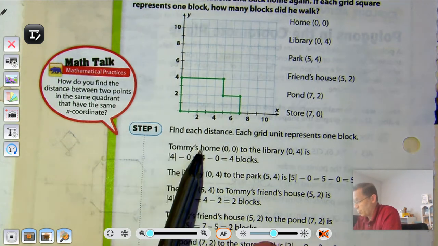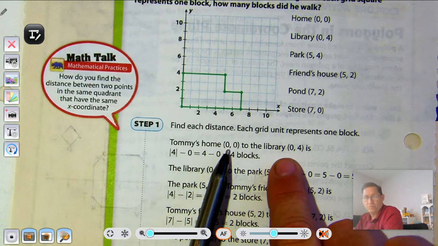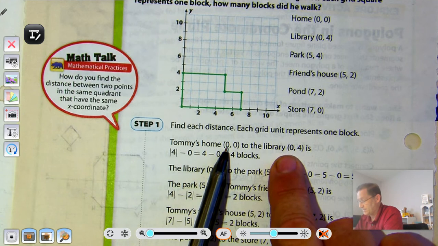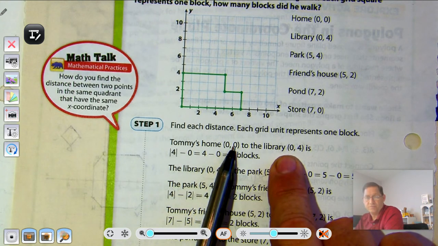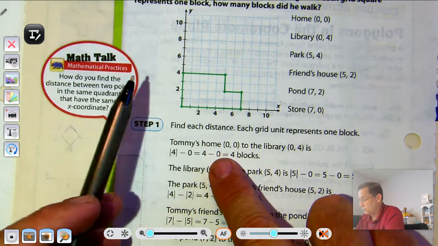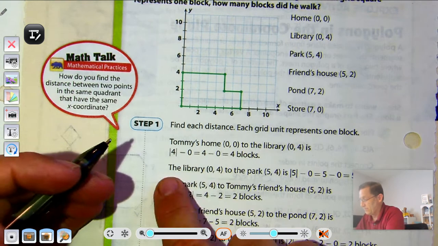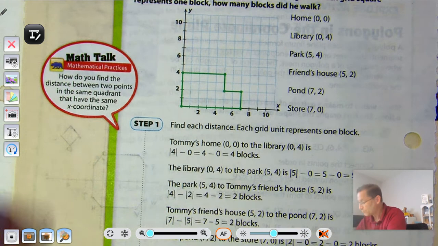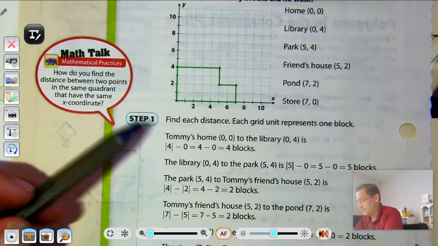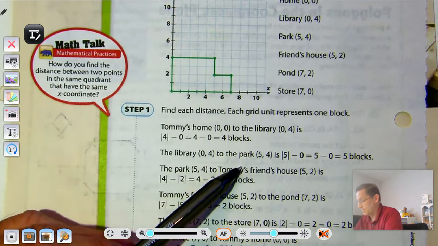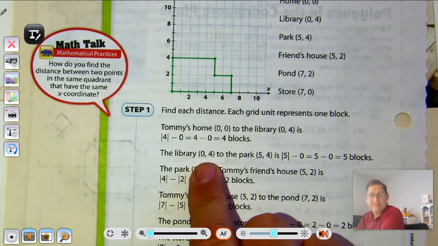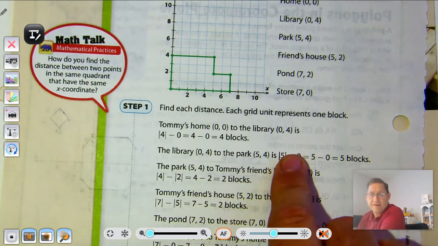So from his home to the library, we see that the x-coordinates are the same, so we're going to use the absolute value of 0 and 4. These two are on the same y-axis, so we're going to subtract, and 4 take away 0 is 4. So 4 blocks. Now from the library to the park, the library's at 0, 4, the park's at 5, 4.